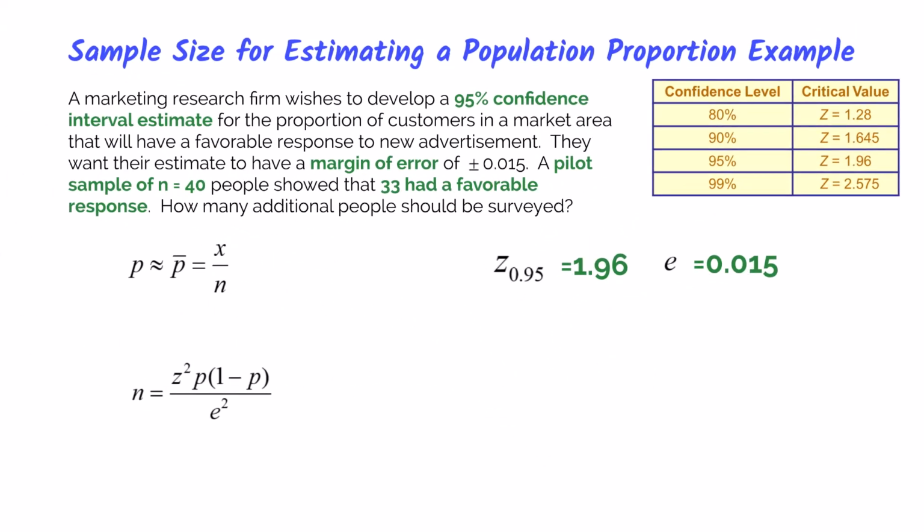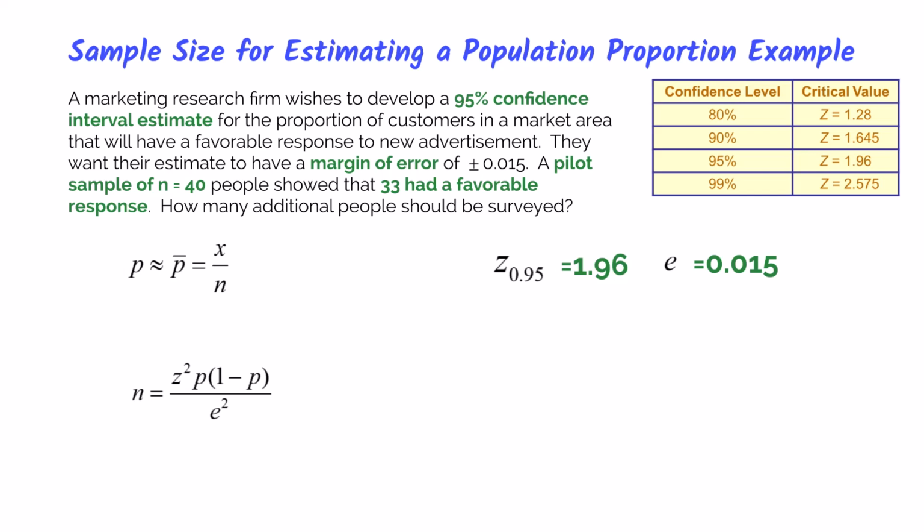A marketing research firm wishes to develop a 95% confidence interval estimate for the proportion of customers in a market area that will have a favorable response to a new advertisement. They want their estimate to have a margin of error of plus or minus 0.015. A pilot sample of n equals 40 people showed that 33 had a favorable response. How many additional people should be surveyed?